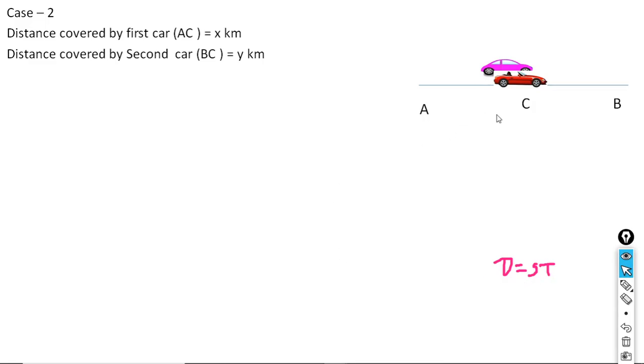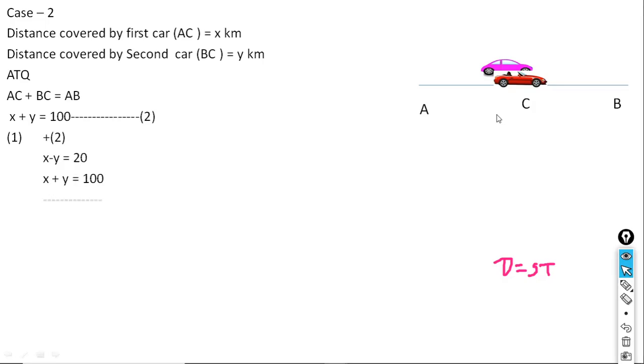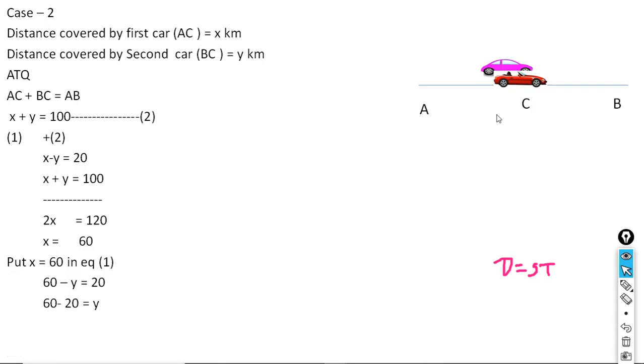The same condition we'll use here: AC plus BC is equal to AB, where AC is x, BC is y and AB is 100. Now we solve 1 and 2 by addition. By adding we get x is equal to 60. Substitute this in equation number 1 and the value of y is equal to 40. So here x is equal to 60 and y is equal to 40.